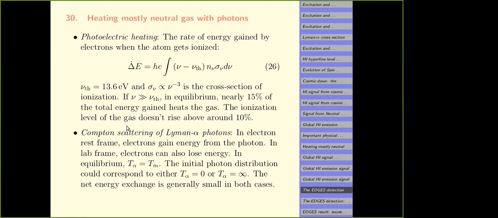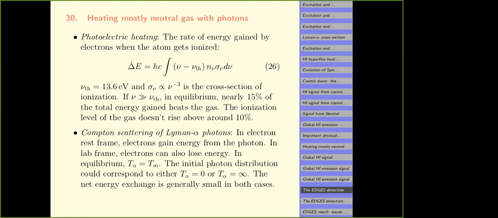Compton scattering of Lyman-alpha photons is something that has created a lot of confusion in the literature, which hasn't gone away entirely. You can Compton scatter Lyman-alpha photons in the electron rest frame. A Lyman-alpha photon can just hit... I shouldn't have said electron here, I should have said the atom. It can just hit the atom, and in the atom's rest frame, it gains energy from the photon.